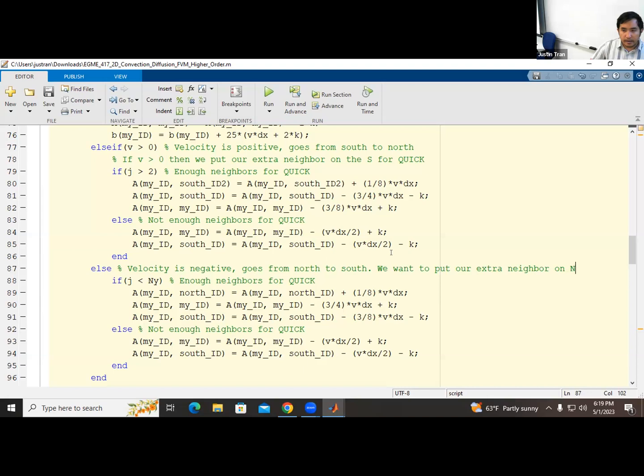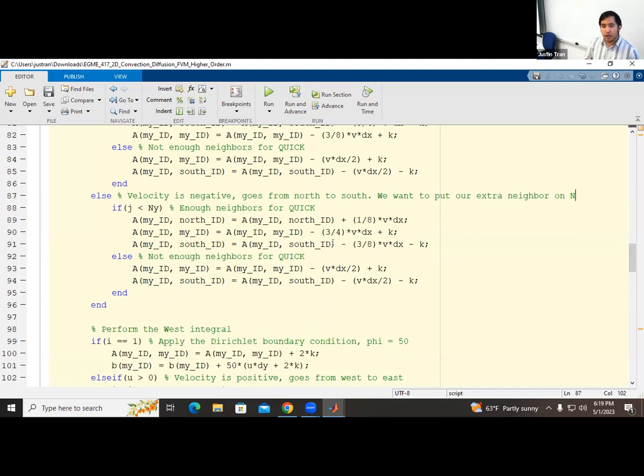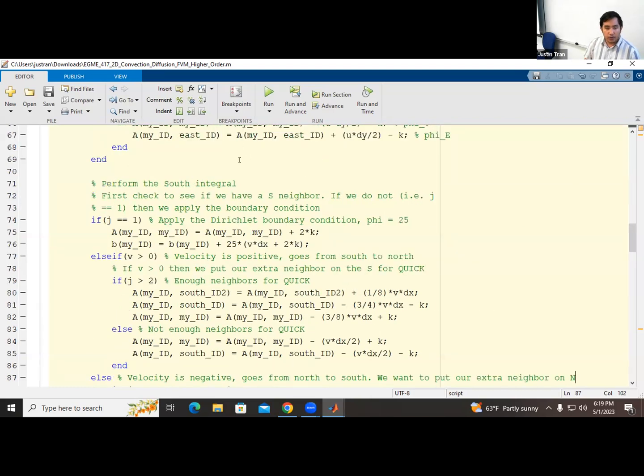Okay. And so if we want to put our extra neighbor to the north, we want to make sure that it's there. And so we're going to check to make sure we have a north neighbor. If we do, we can apply our quick scheme. So we have our 1/8, minus 3/4, minus 3/8. Else we don't have enough neighbors for quick, and so we apply our basic scheme here. Okay, so that's the south integral.